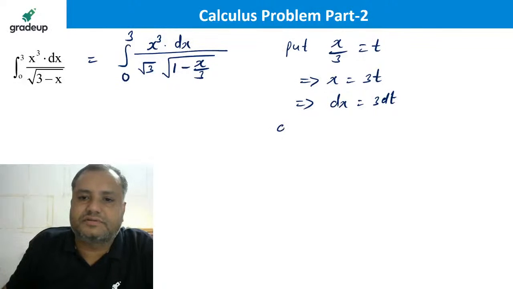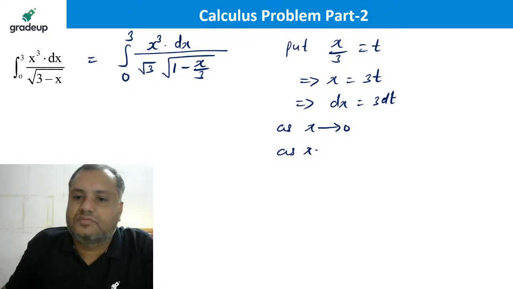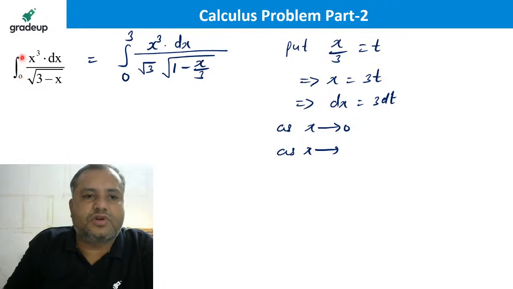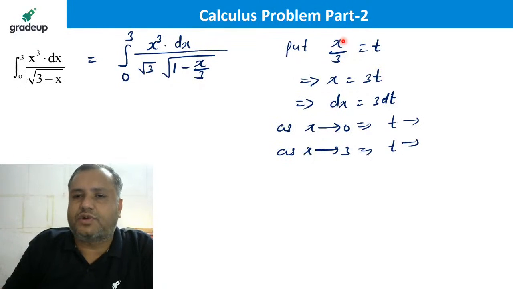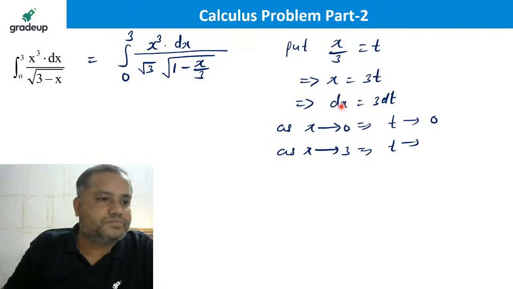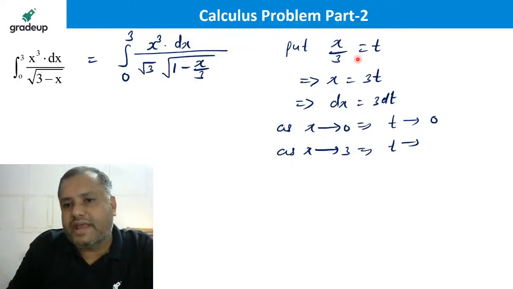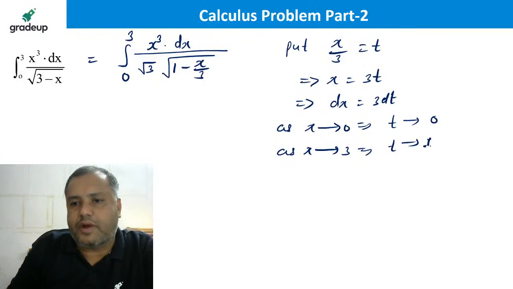What about the limits? So lower limit of x is 0, upper limit of x is 3. What will be in terms of t? When x is 0, t will be 0. And when x is 3, 3 by 3, t will become 1.